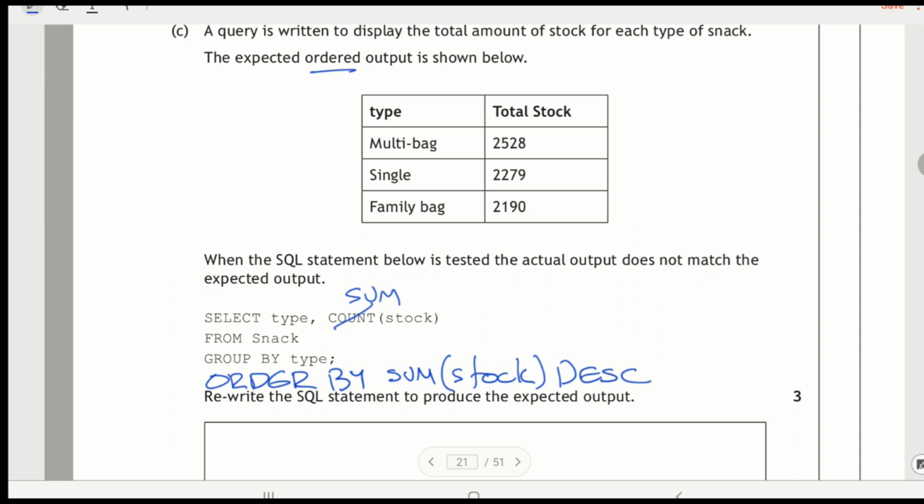And then what else is wrong with it? Well, maybe that one isn't as immediately obvious, but it's actually not a difficult thing to do. If we look at the from snack, that must be right because we've only got one table. Group by type, that must be right. So my problem must be in the first row. So we already know it's the wrong function. We've got type and then total stock. There is no total stock here, so we're missing the alias. So I need as total stock.